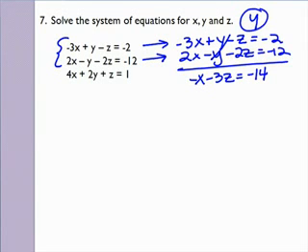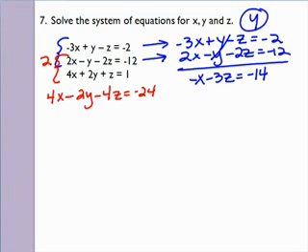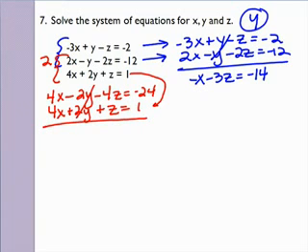And then I am going to do the next two right here, but I got to multiply this one by a 2. So I get 4x minus 2y minus 4z is equal to negative 24. And I'm just going to rewrite this one. And I get 4x plus 2y plus z equals 1. My y's drop out, and I get 8x plus a negative 3z equals negative 23.